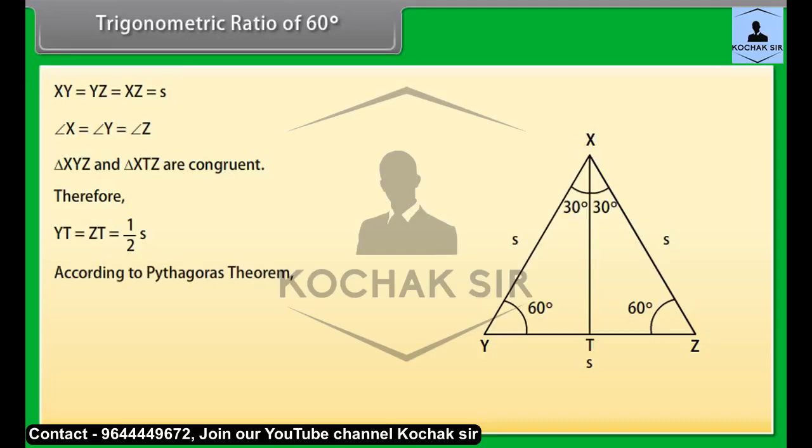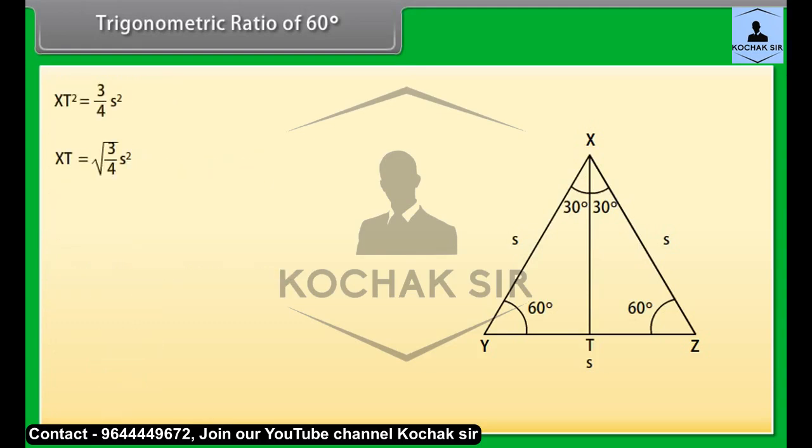According to Pythagoras' theorem, XT square plus YT square is equal to XY square. By substituting the values, we get XT square plus 1 upon 2S whole square is equal to S square. By calculating it, we get XT is equal to square root 3 upon 4S square, which is square root 3 upon 2S. Sin 60 degree is equal to XT upon XY, which equals square root 3 upon 2S upon S equals square root 3 upon 2.